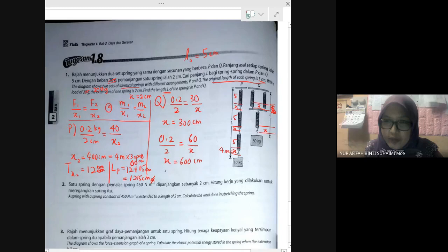So total extension tambah, become 900 cm and plus the original one. Here is 5 cm and this one also 5 cm. 5, 5, 10. 5 cm, okay, 10 cm. So equal to 910 cm.